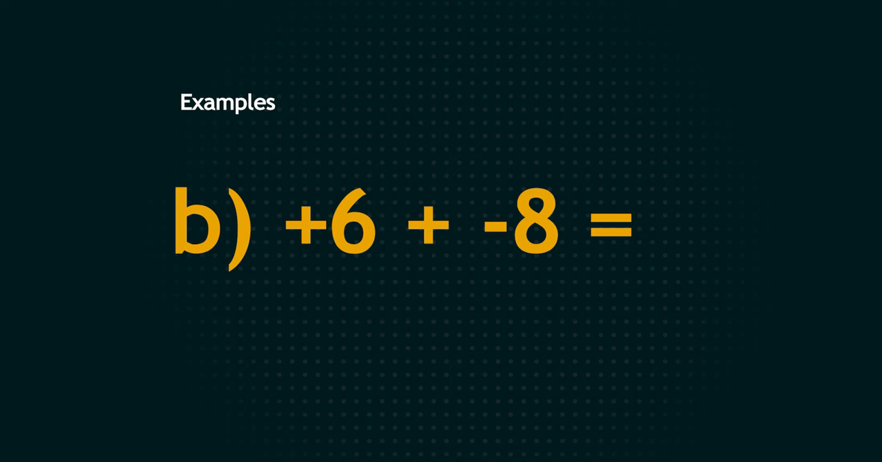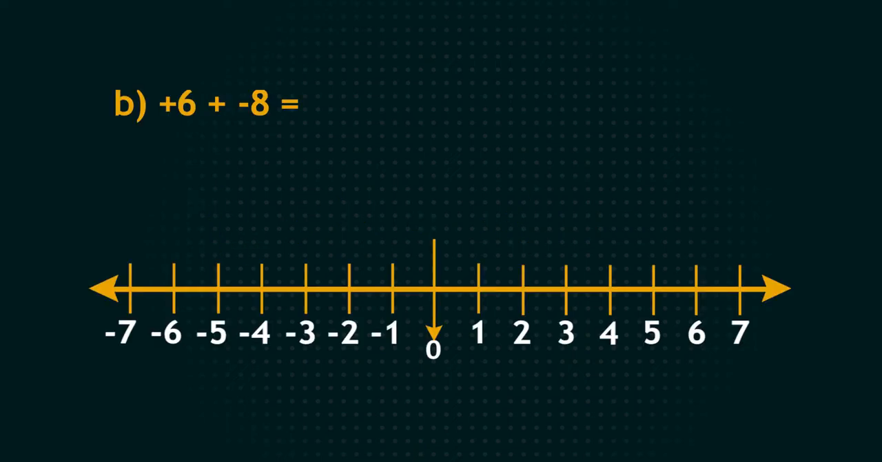The first number here is a positive. If it is a positive, stand at 0, face the positive direction. The right side of 0, that is the positive direction. And how many steps to make? 6 steps from 0 in the positive direction.